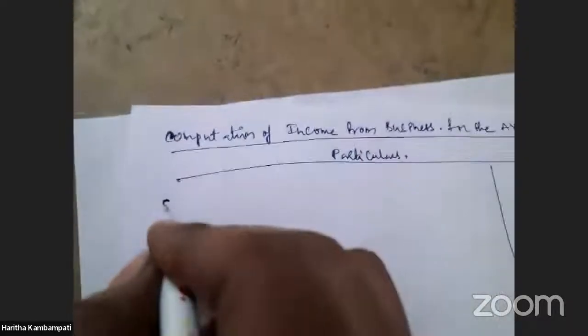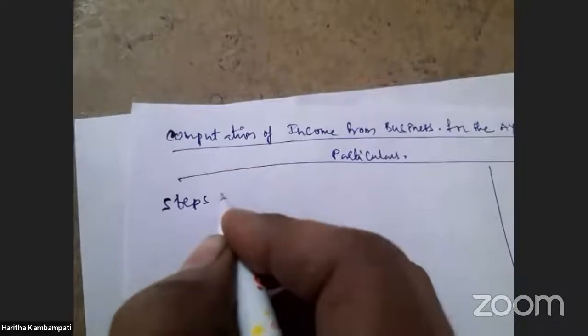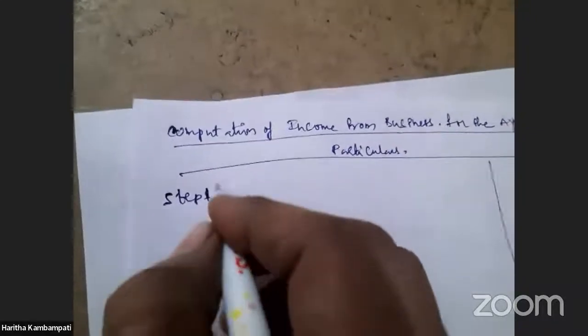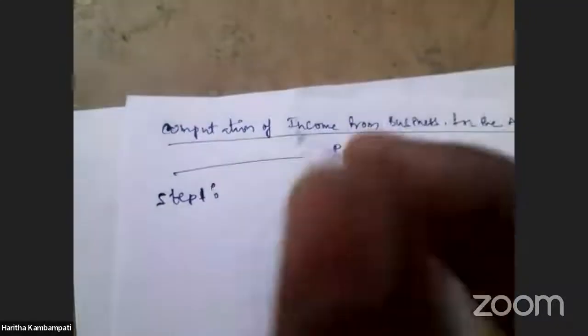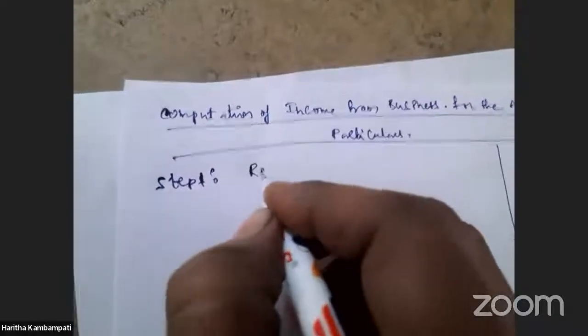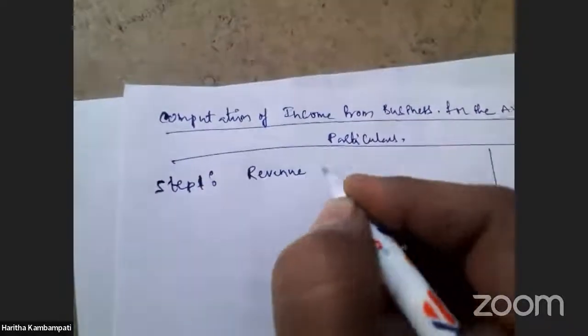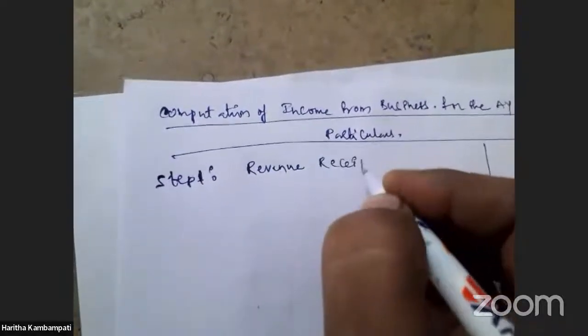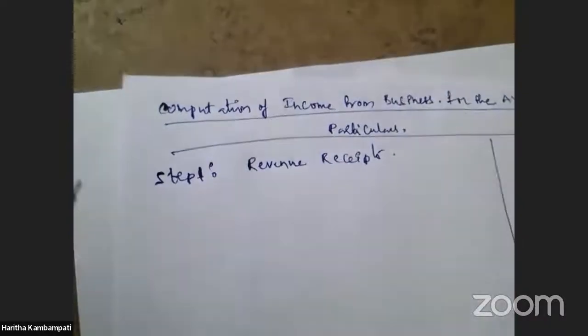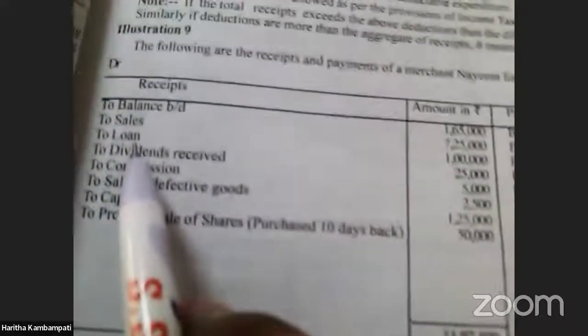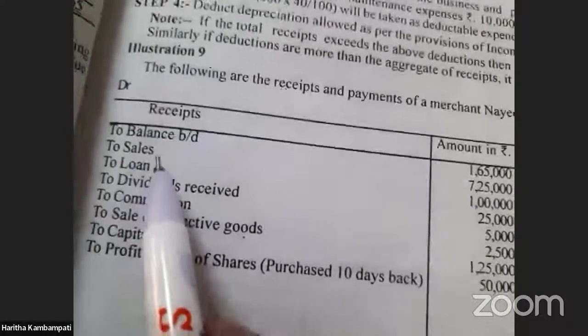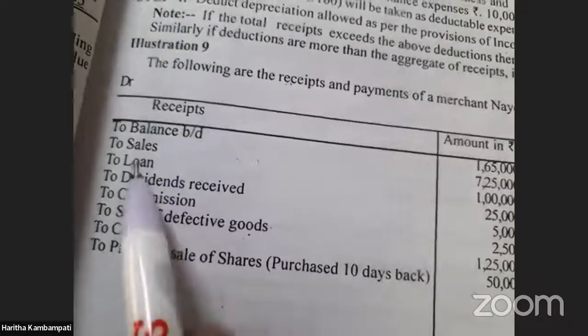As I told, steps are required. Step 1, calculating the revenue receipts. Let us see. Can anyone tell me what are the revenue receipts here?